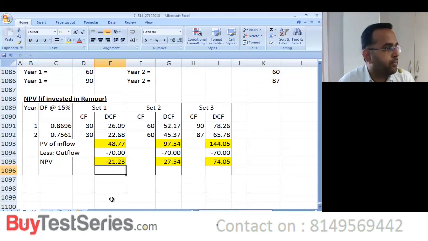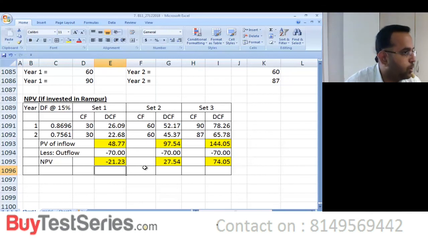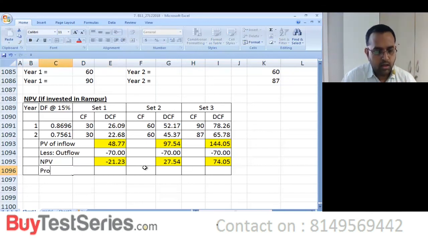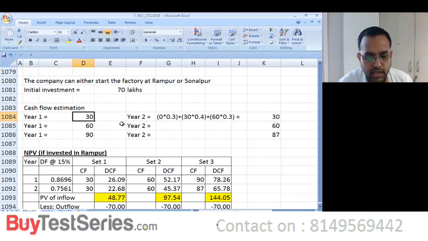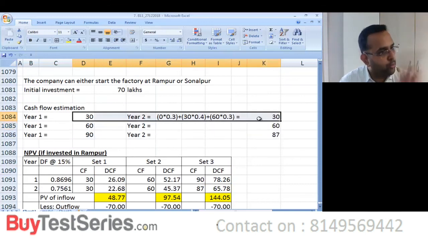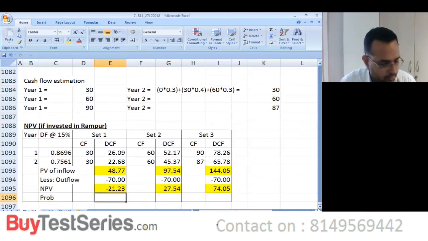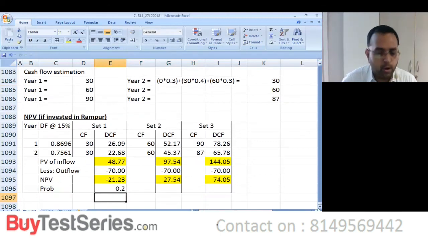With this NPV, what is the chance that I'll make minus 21.23 is my year 1's probability of 0.2, correct? I'll multiply your probability of 0.2, 0.6, 0.2, whatever you're saying. And then I'll say that, just listen. What is the probability that I'll make minus 21.23 is the probability that I'll make a 30 and 30, correct? And what is the probability that I'll make a 30 and 30 is my first year's probability that I'll make 30, which is 0.2.